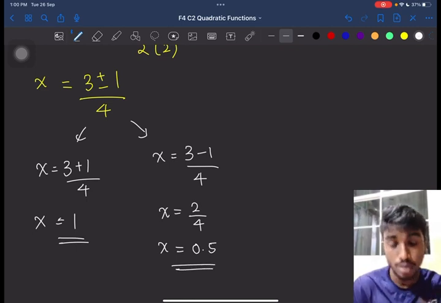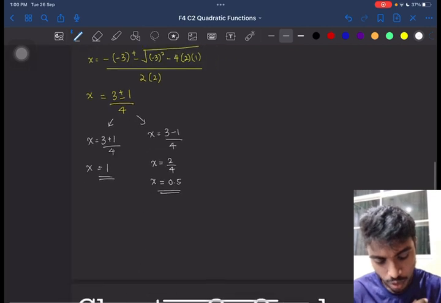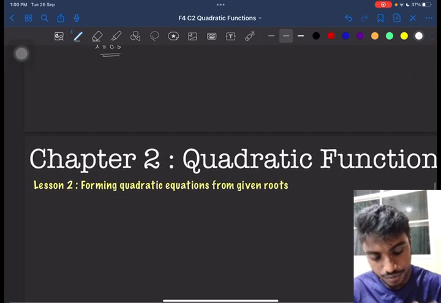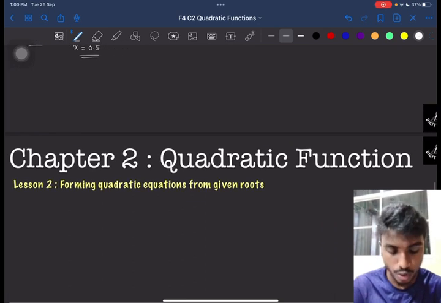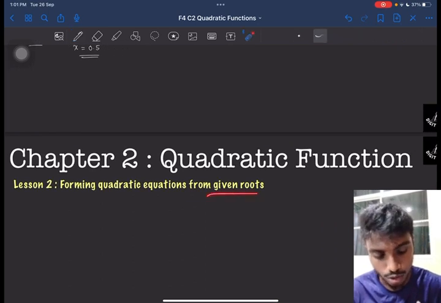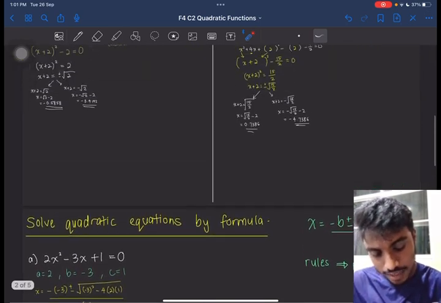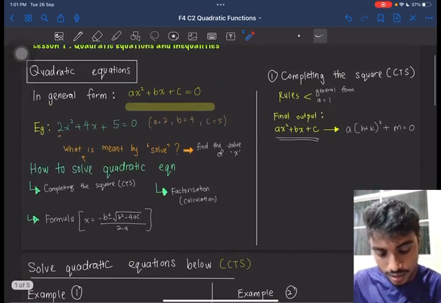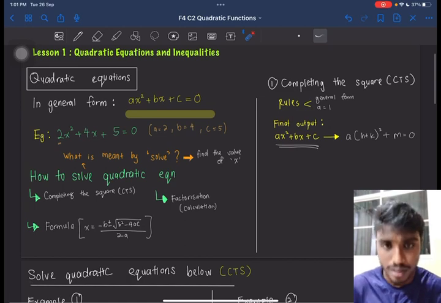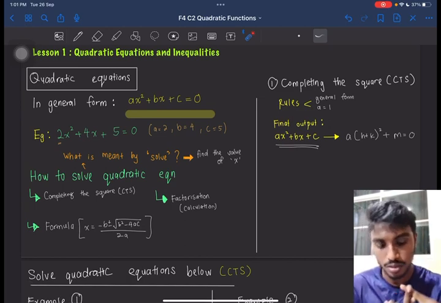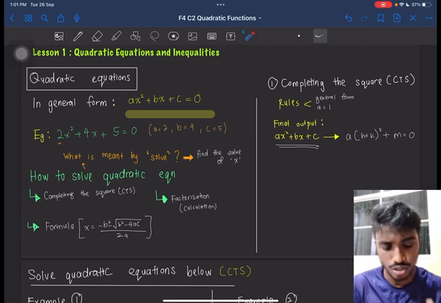We call these values of x roots, which I will teach you in the next lesson, how to form a quadratic function or quadratic equation from the given roots. As a summary, what we have learned in today's lesson is how to solve a quadratic equation by completing the square and also by the formula, and what a quadratic equation is.